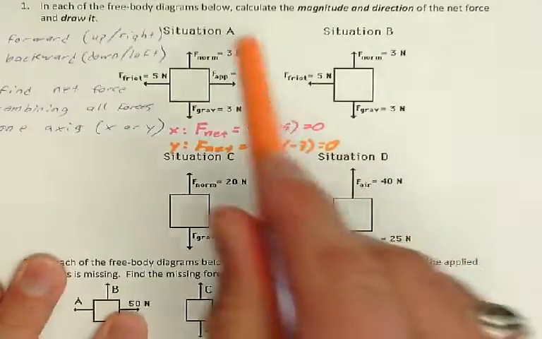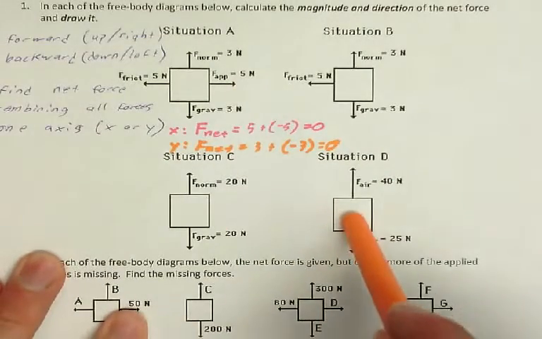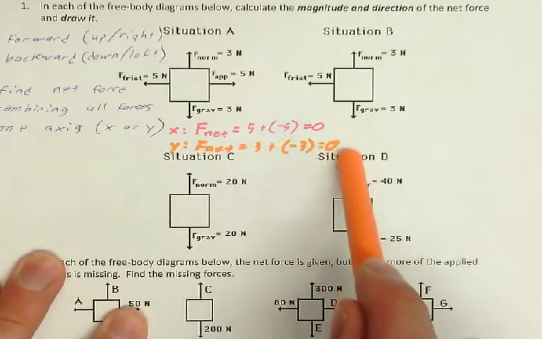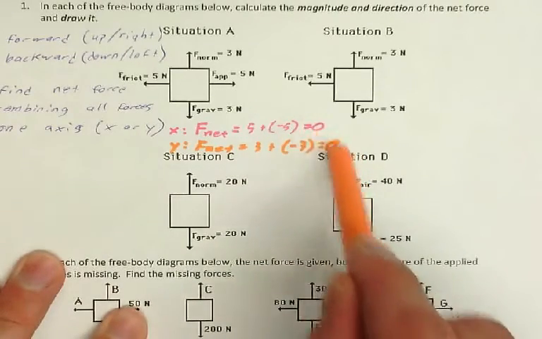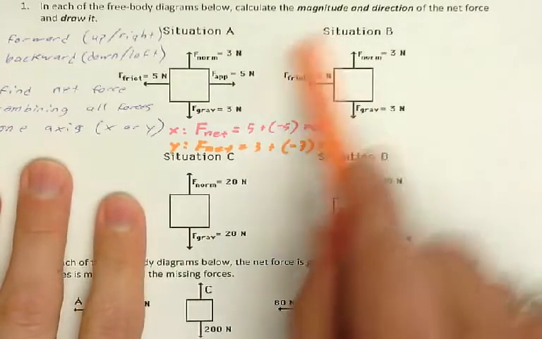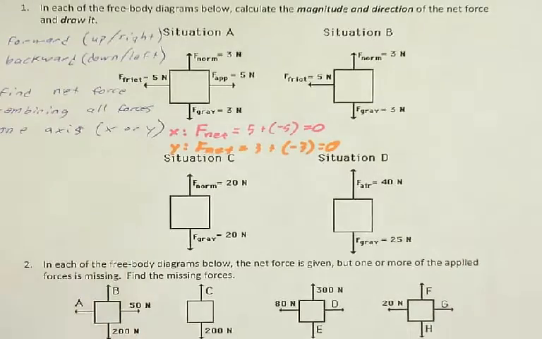Now, on situations A, B, C, and D, make sure to tell me the direction of the net force. I didn't on A because there is no direction of net force. The net force was 0. Okay? So if the net force is 0, you just leave it as 0. But if the net force isn't 0, tell me the direction. Is it up? Is it down? Is it left? Is it right? What direction is it? Okay? So like an example on situation B, that one should be pretty easy to figure out what direction it's in.